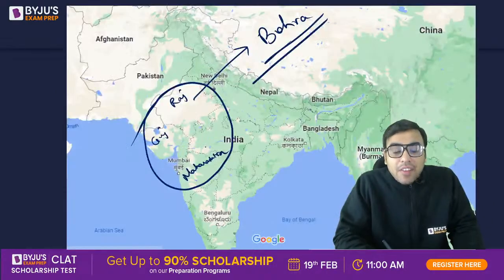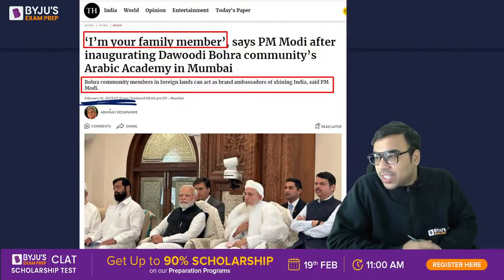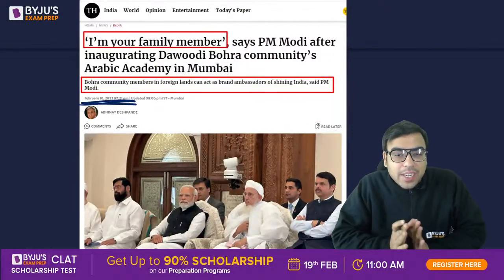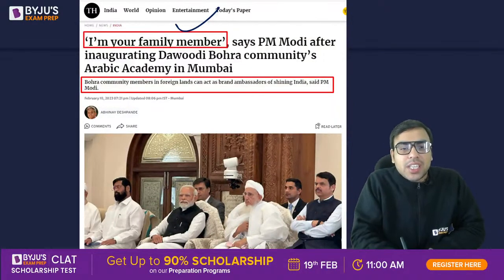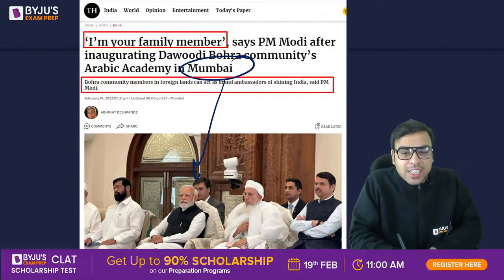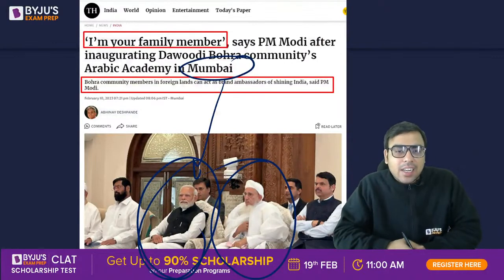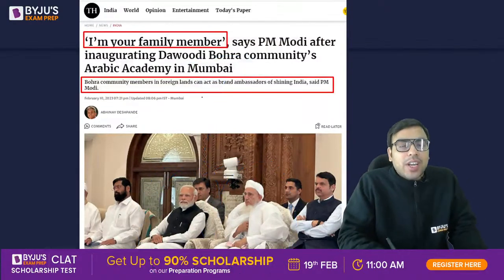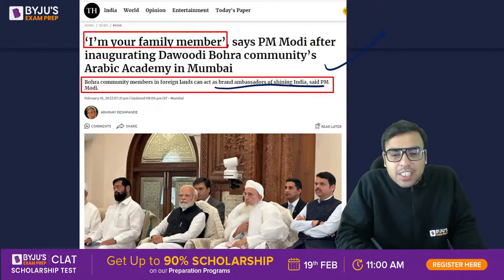And in fact, recently it was in the news because on 10th February, hardly 2-3 days back, PM Modi was also there in Maharashtra. And he says, "I'm your family," says PM Modi after inaugurating Dawoodi Bohra Community's Arabic Academy in Mumbai. So you can see it here. This is PM Modi. And I think he is perhaps one of the leaders of Dawoodi Bohra community. Bohra community members in foreign lands can act as brand ambassadors of Shining India, says PM Modi.